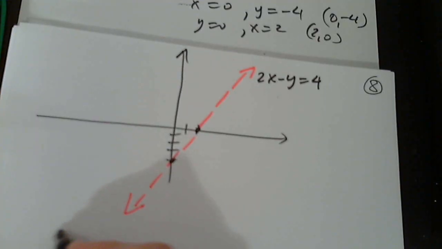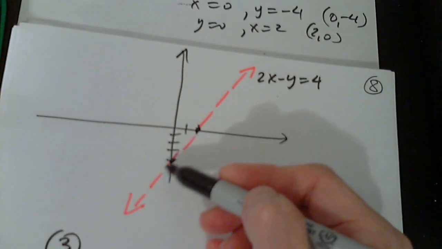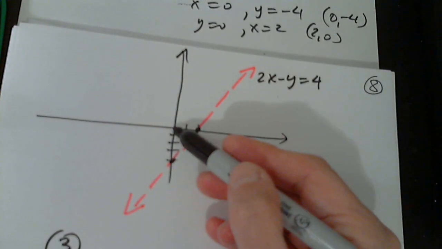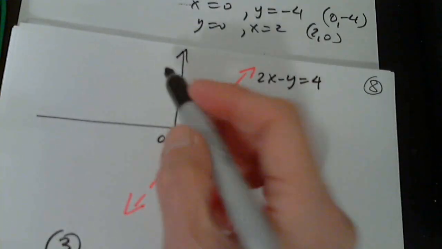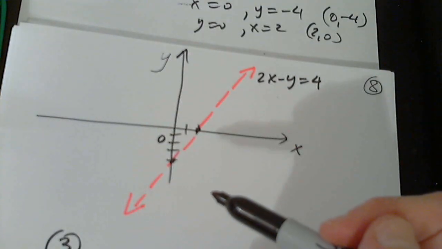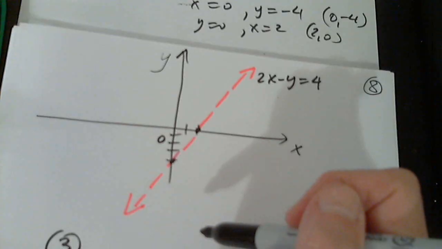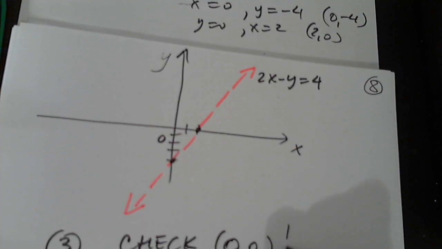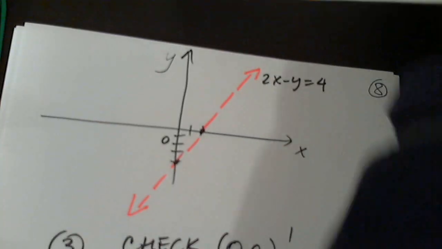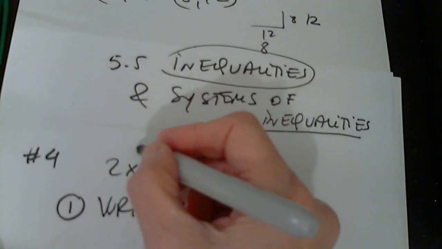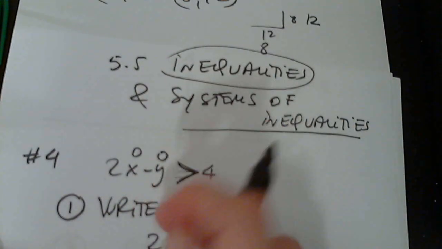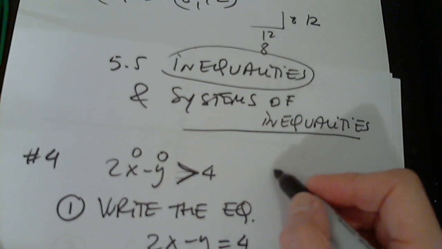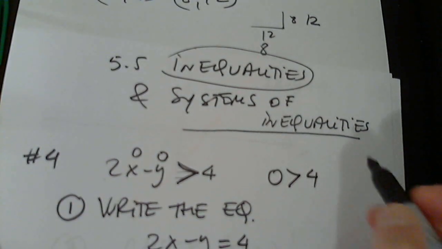Step number 3. I see that this line does not pass through the origin. Because it does not pass through the origin, I'm going to check with the origin. What does this mean? I go back to the inequality and I plug in 0 and 0. The whole thing is 0. Is 0 greater than 4? No.